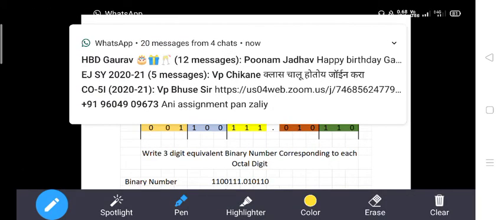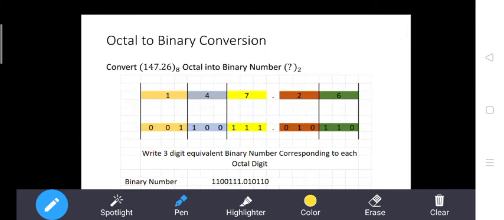In this point, we convert any octal number to corresponding binary number. So I take octal number 147.26. Same method, I write 147.26 over here. Okay. So in this point, for each octal number, I need to write corresponding 3-digit binary code.